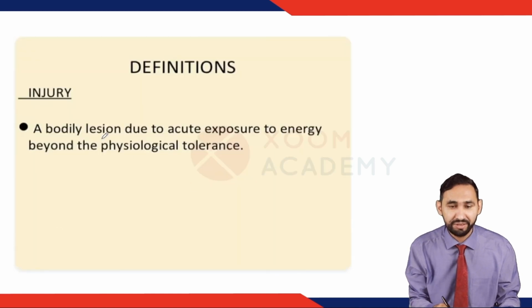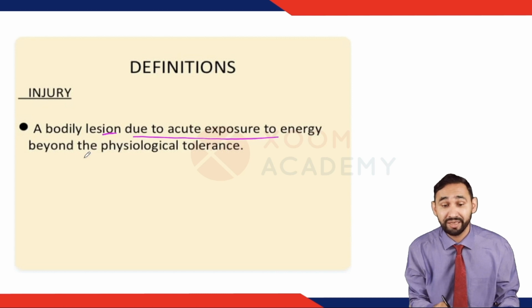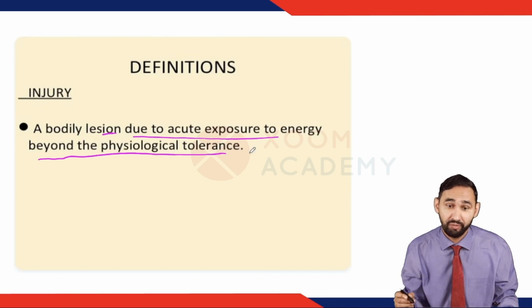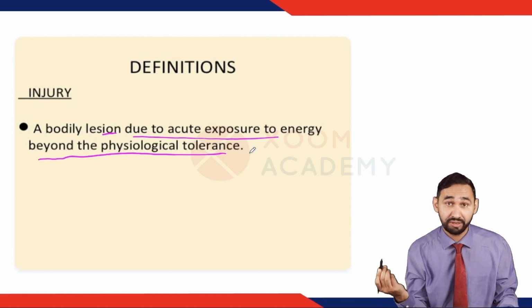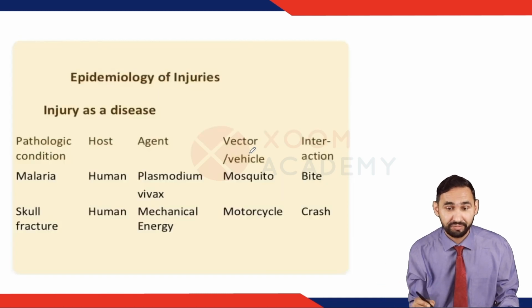These are accidents. What is injury? Any lesion in the body due to acute exposure to energy. There is exposure to energy which is beyond the physiological tolerance. We can tolerate energy to a certain extent. Energy which is beyond our tolerance will cause injury, or it can cause fractures, it can cause damage.